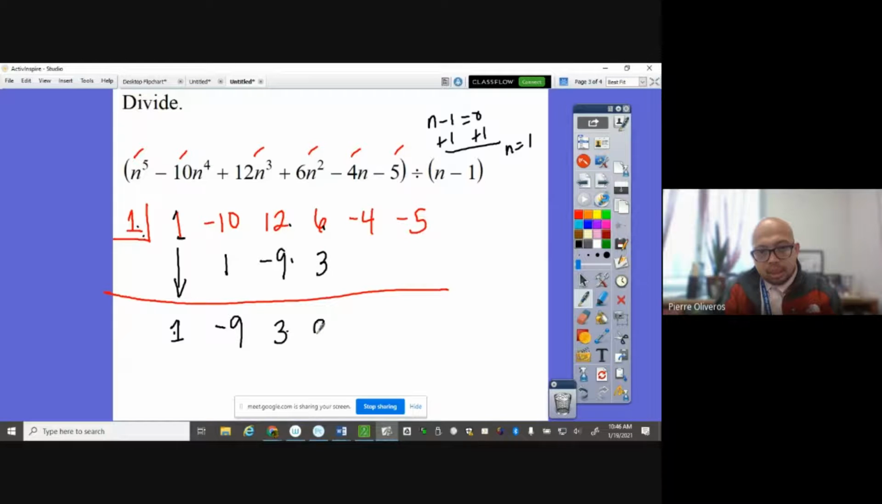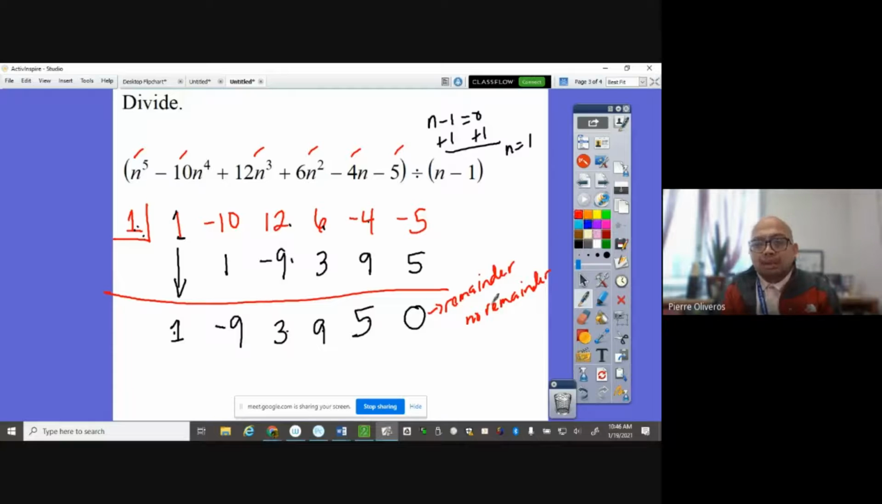6 plus 3 is 9. 9 times 1 is 9. Negative 4 plus 9 is 5. 5 times 1 is going to be 5. And 0 is the last number. So therefore, the remainder is 0. So technically, it's no remainder, right?